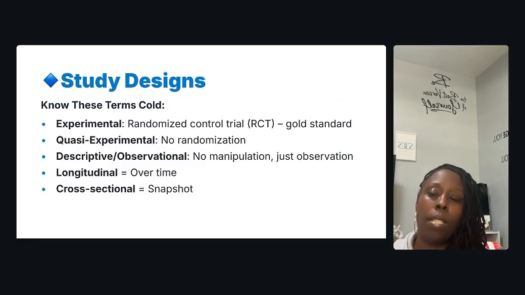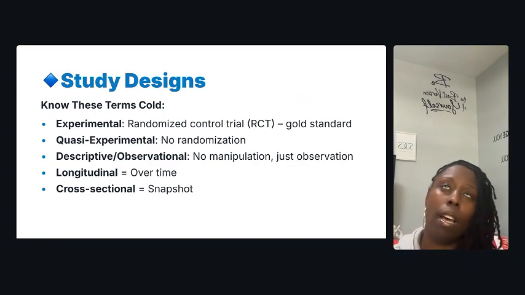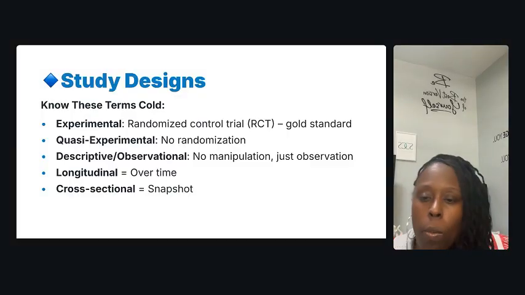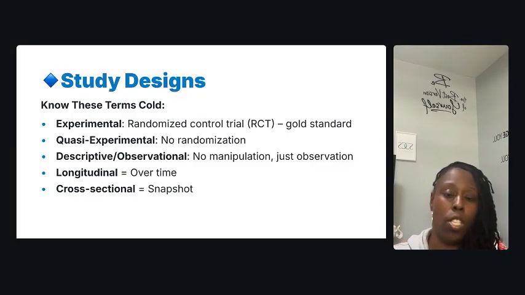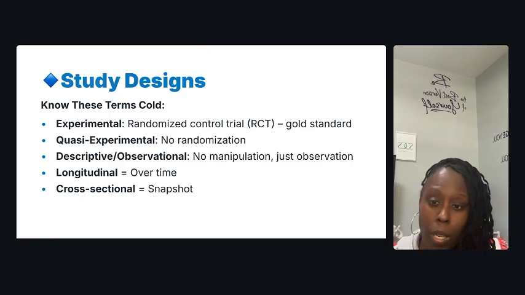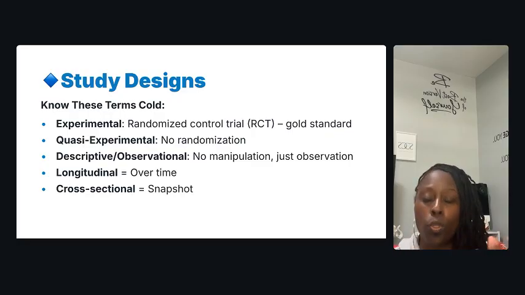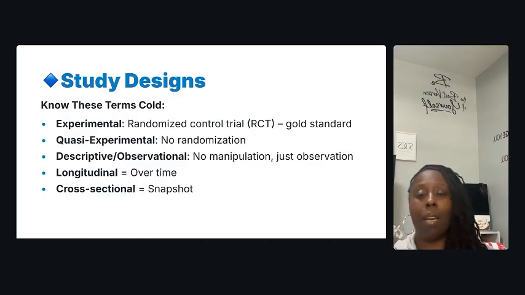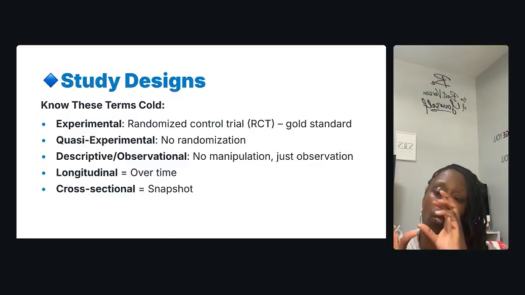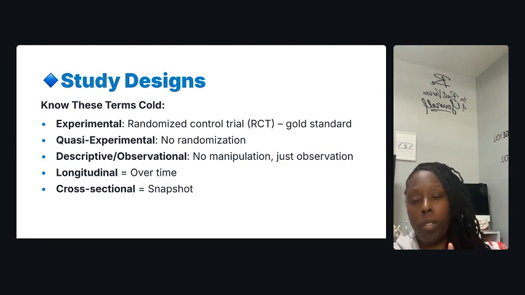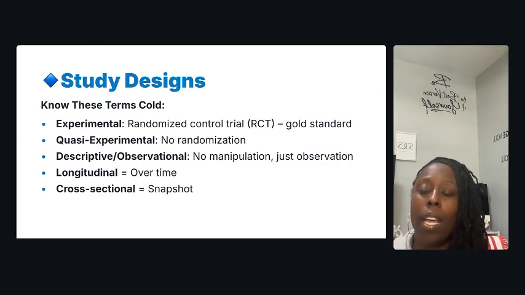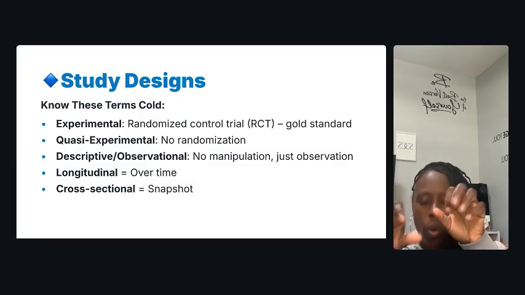All right, so let's talk about some study designs. You need to know these terms cold. So don't try to say, oh, well, I think it's something about experimental, quasi-experimental. You need to know them. Experimental is randomized control trial. That's the gold standard. Then you have the quasi-experimental. That's no randomization. And then descriptive or observational, that's no manipulation, just strictly observational. And then you have the longitudinal. Think about long periods of time, just to help us lock in and remember that. And then you have cross-sectional. That's just like a quick snapshot.